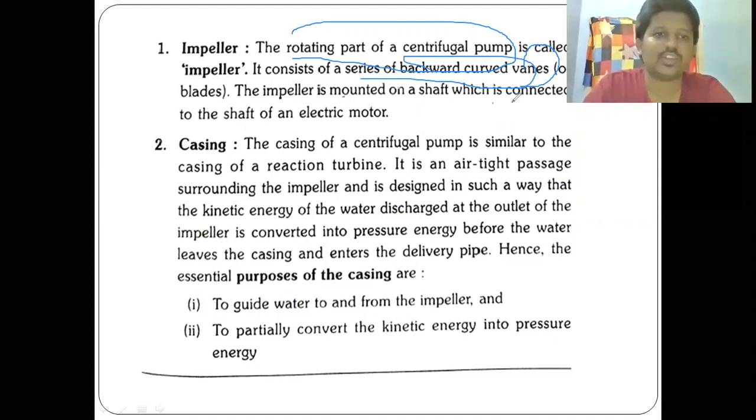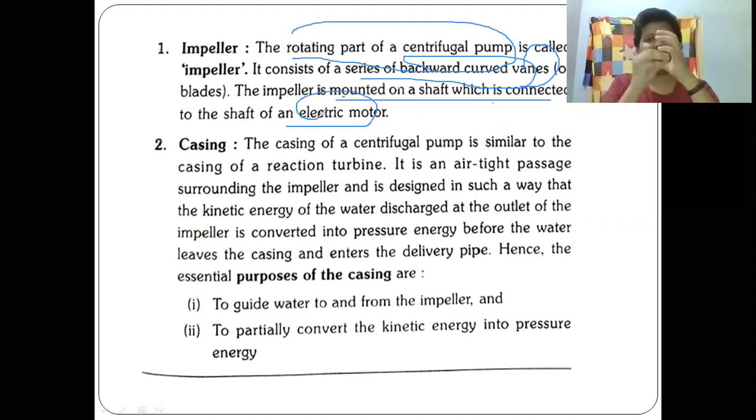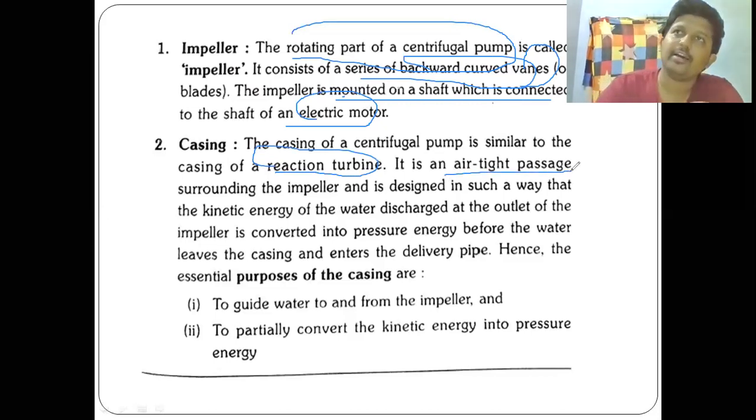It is mounted on a shaft which is connected to an electric motor, because we need the blade to be rotated. So for the blade to be rotated, it should definitely be attached to the shaft, which is in turn attached to an electric motor. By that it will start rotating. So the impeller is the rotating part which creates a centrifugal force. Next one is the casing, which is similar to what we learned in the reaction turbine. It is an airtight passage which does not allow any unwanted pressure differences by air or water leaking outside. So the pressure created by the impeller will be maintained in the casing without any leakage.